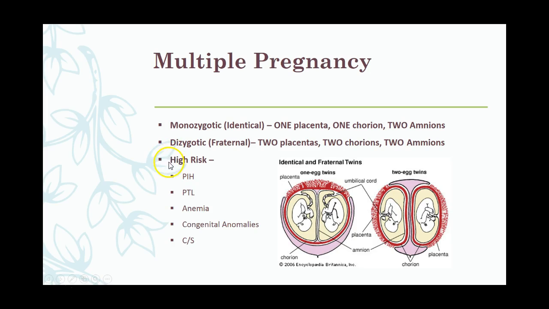Multiple pregnancies are at high risk for pregnancy-induced hypertension, preterm labor, anemia, congenital anomalies, and these people oftentimes have to have a C-section because one twin's turned one way and one twin's turned the other. So know what those high-risk categories are. Know the difference between your mono and di twins, and you should be good.